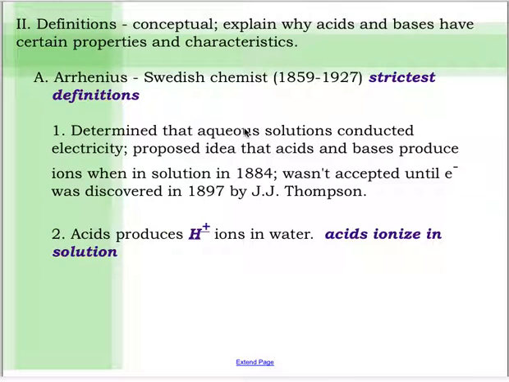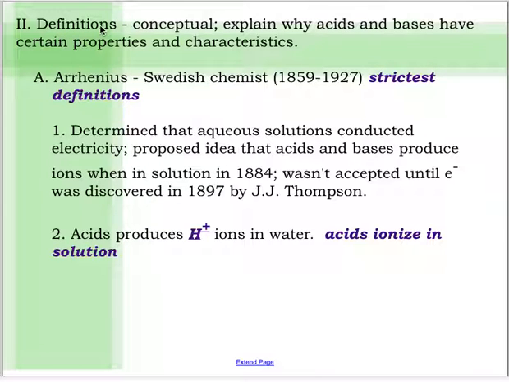This section in notes is going to cover different ways of thinking about acids and bases. We're going to go from the very strict Arrhenius definition out to the Lewis acid and base ones, and then we'll look a little bit more about how they react. We'll talk about strength, and we'll talk about concentration.